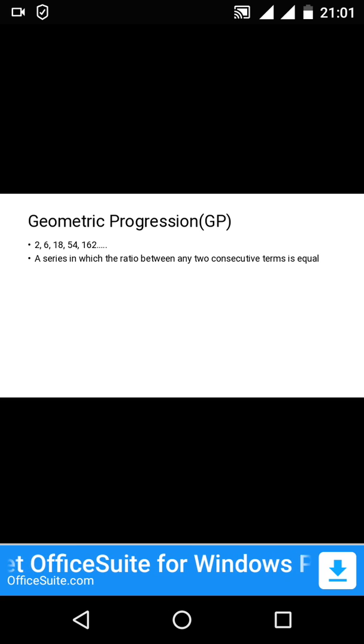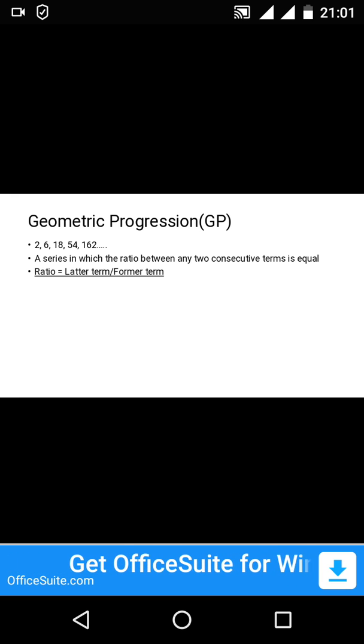We'll try and find that out, but before that, let us try and understand what geometric progression is. Geometric progression basically is a series in which the ratio between any two consecutive terms is equal. Ratio, and how do we calculate the ratio? The ratio is calculated using this formula: the latter term divided by the former term. What does this mean? In the above series, the ratio would be the latter term divided by the former term, or 6 divided by 2 is equal to 3.